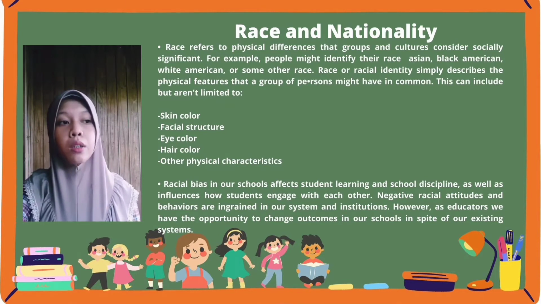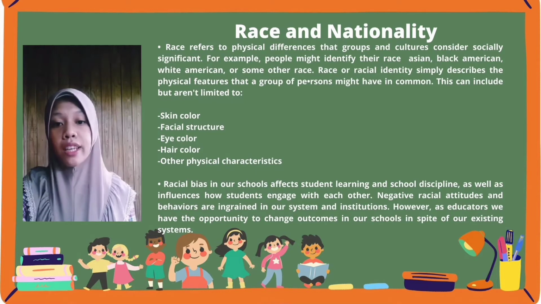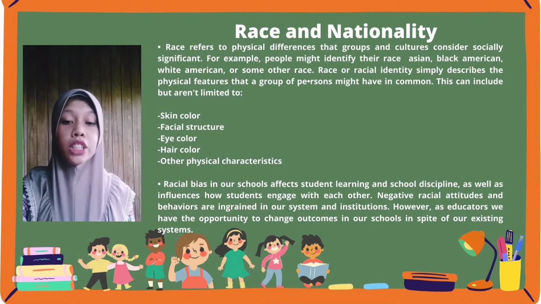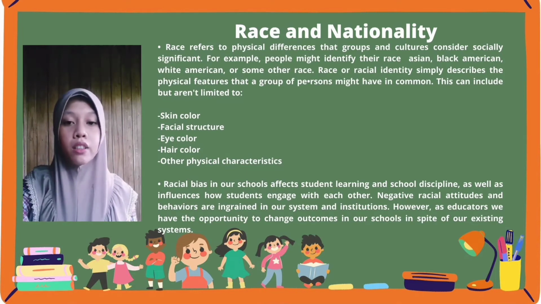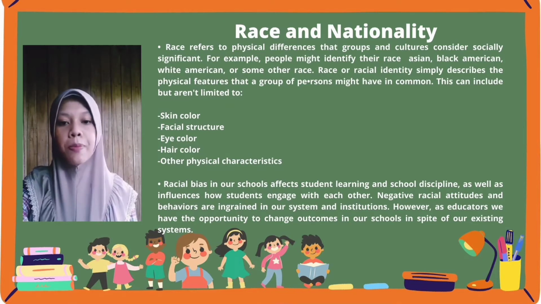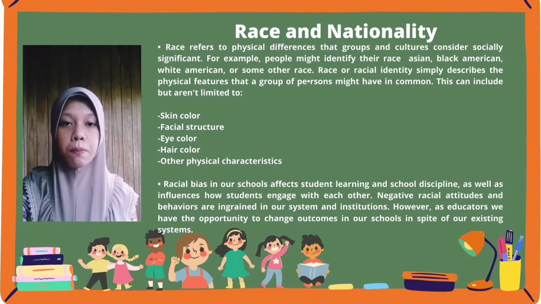These are what make us who we are. Race refers to physical differences that groups and cultures consider socially significant. For example, people might identify their race as Asian, Black American, White American, or some other race. Race or racial identities simply describe the physical features that a group of persons might have in common.